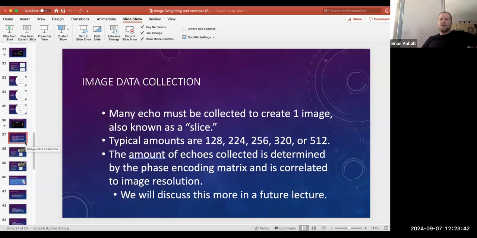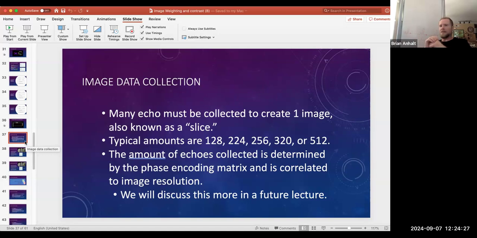So typical amounts of echoes that need to be collected are 120, 220, 128, 224, 256, 320, 512. On newer systems, that's a little bit more. You can change that a bit more. It's typically going to always be an even number because K-space has to be symmetrical. So the amount of echoes above are going to be the same amount as the amount of echoes below. The amount of echoes is determined by something called the phase encoding matrix, and it's directly related to your imaging resolution, or how well you can define small detail on your images. We'll discuss that later in lecture 6, I believe.